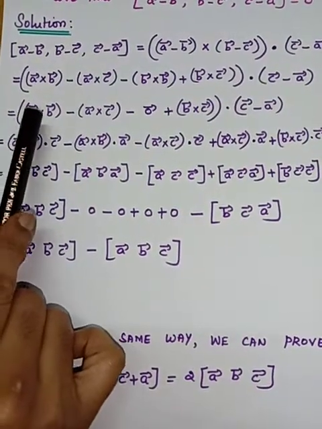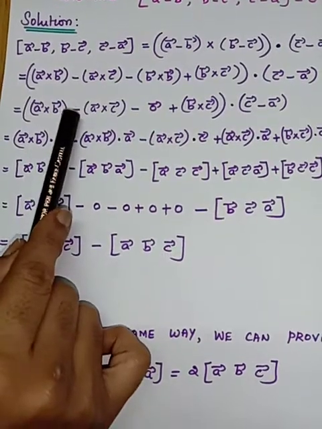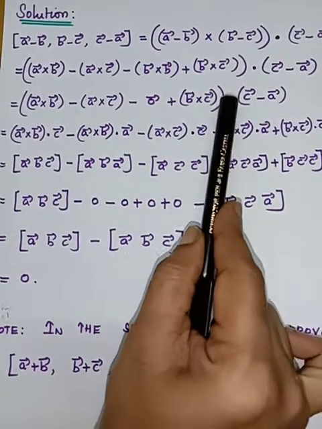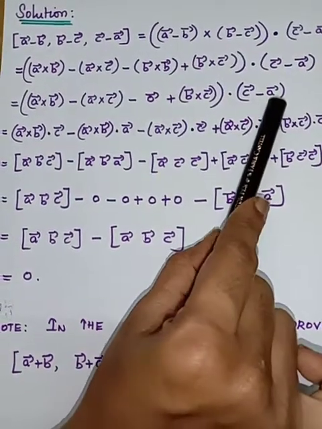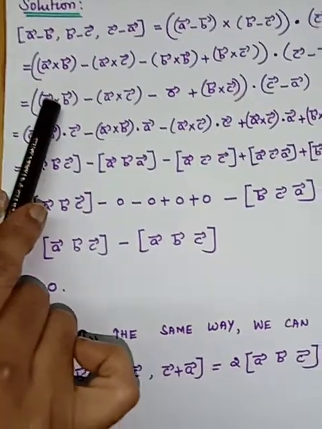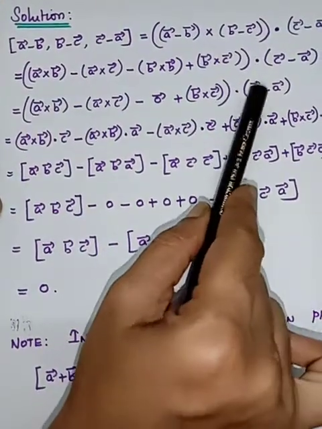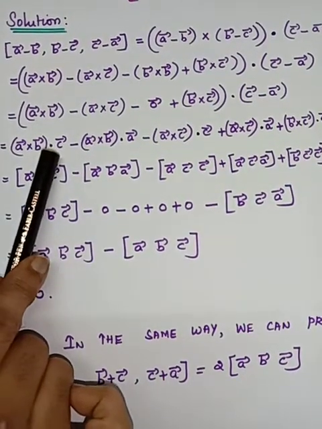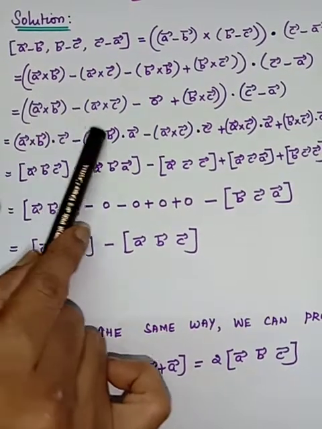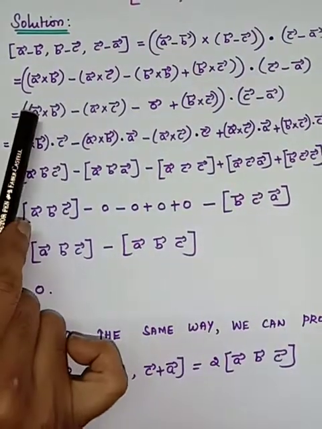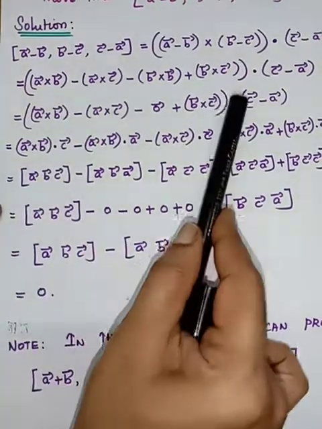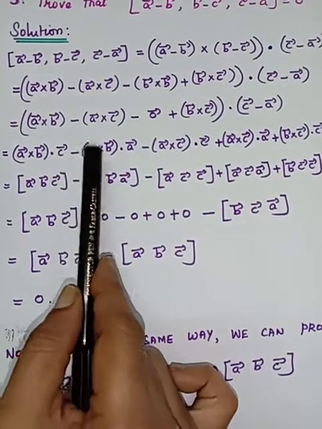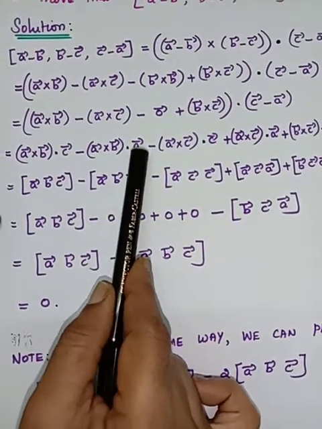Next you consider you are having A vector cross B vector minus A vector cross C vector plus B vector cross C vector, dot C vector minus A vector. So take this first vector and take the dot product with the C vector. So it will be A vector cross B vector dot C vector. The same thing, you take the dot product with the second vector. So it is written as A cross B dot minus A vector. So the minus can be taken out: minus of A vector cross B vector dot A vector.